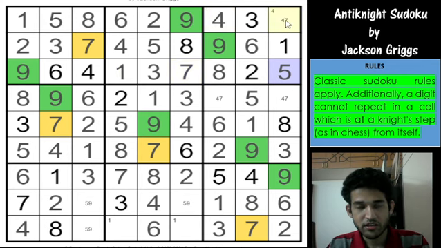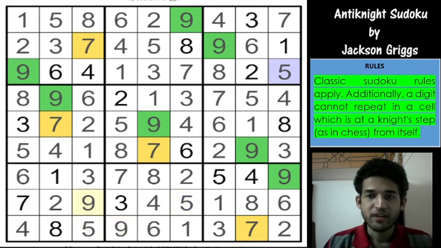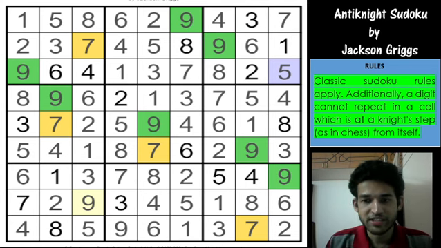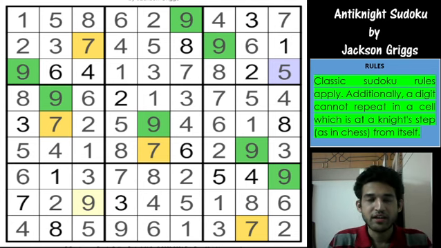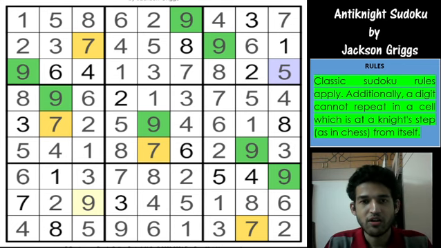So that's a 4, that's a 7, that's a 7, that's a 4, and now 3 4 6 2 7 8, so that would have to be a 9, that's a 1, that's a 5, that's a 5, and that's a 9. And with that we have completed this tremendous anti-knight Sudoku created by Jackson Griggs. It had some really sweet deductions all through the solve.